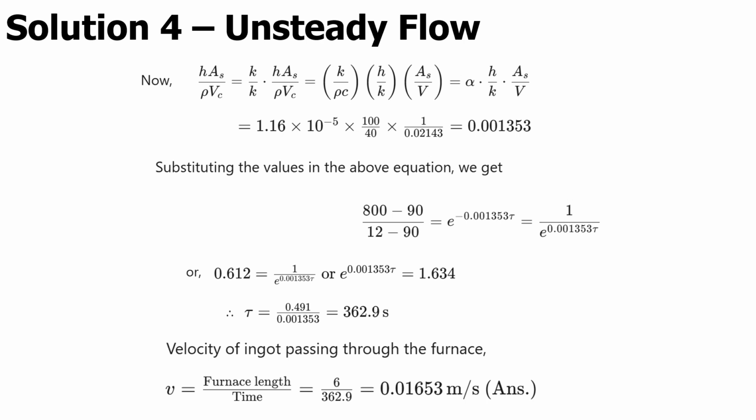and the furnace length is 6 meters and the time is 362.9 seconds. Thus, the maximum velocity v is equal to 0.01653 meters per second, and that is our answer.